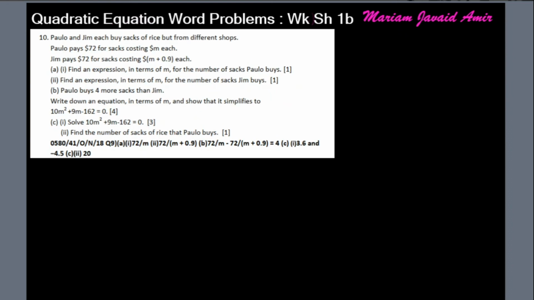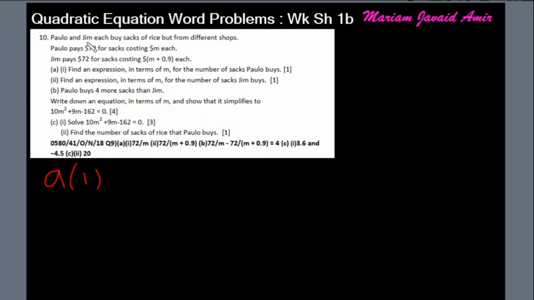Question number 10, part A, part 1. Paulo and Jim each buy sacks of rice from different shops. Paulo pays $72 for sacks costing $M each. Jim pays $72 for sacks costing $M plus 0.9 each. Part 1. Find an expression in terms of M for the number of sacks Paulo buys.